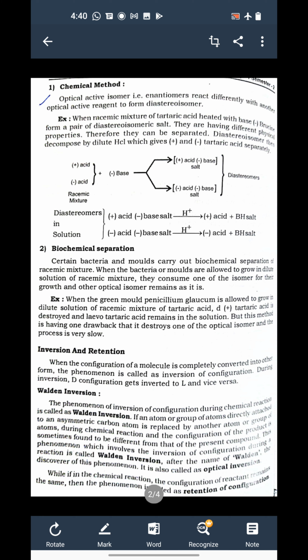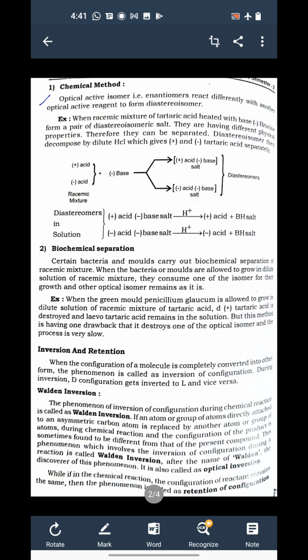But the drawback in that method is that one optically active isomer is completely destroyed here, and this process is also very slow. So these are the two methods of resolution. One is the chemical method, another is the biochemical method.